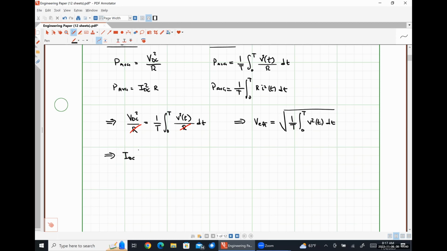So I can say that my DC current squared times R is equal to 1 over capital T times the integral over one period of R times I squared of t dt. Once again, I have a common factor of R on both sides, so I can throw it away. Taking the square root of both sides then gives me my expression for my effective current. And it is literally the exact same relationship, except that I'm replacing V with I.